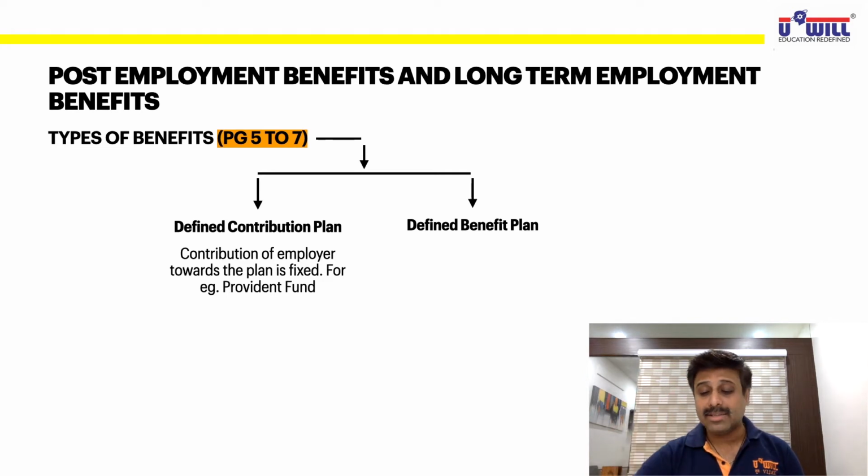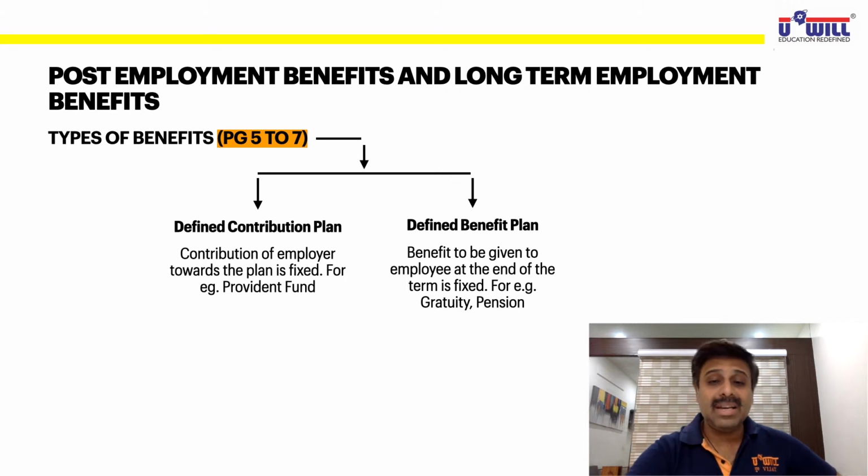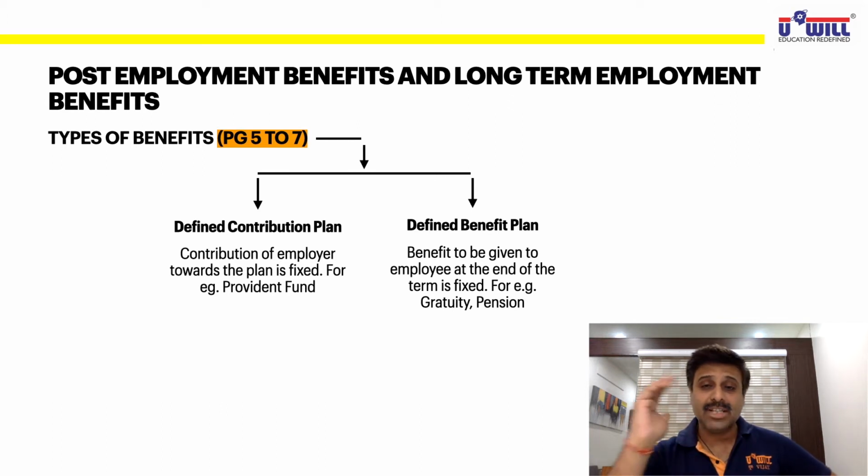But in a defined benefit plan, the benefit given to the employee at the end of the term is fixed. Like gratuity. How do you give gratuity? You would have studied it in income tax: say 20 days salary for each completed year of service at the time of retirement. It means whatever his salary is at the time of retirement. Right now the employee is 25 years old and expected to retire at the age of 60.